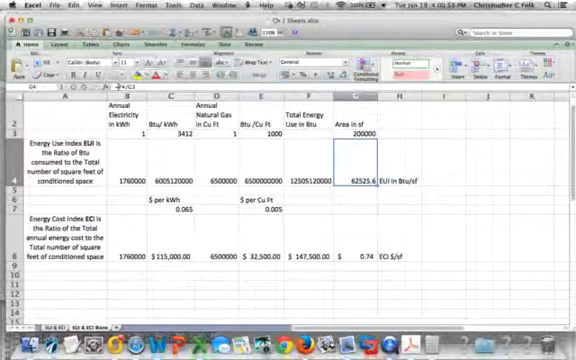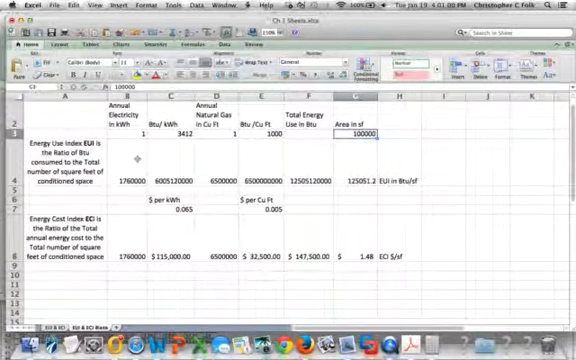Unfortunately, if I doubled the area in square foot, I would likely also change the amount of gas that I used and the amount of electricity that I used. All right. So that's a little bit more about using Excel.